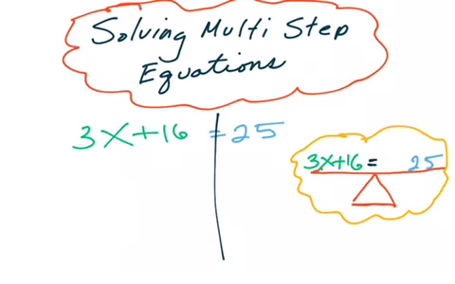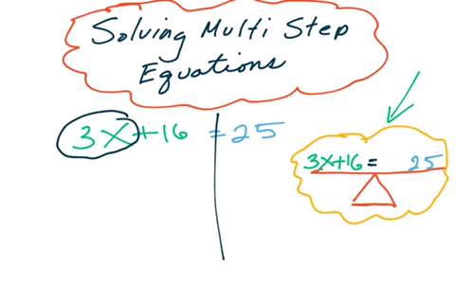If we look at the scale, we see that 3x + 16 is on one side and 25 is on the other. We always want to keep the scale balanced, which in turn means that we need to keep our equation balanced. What I tell my students is to circle their variable. This is what they're going to keep. They're not going to touch this until the very end.